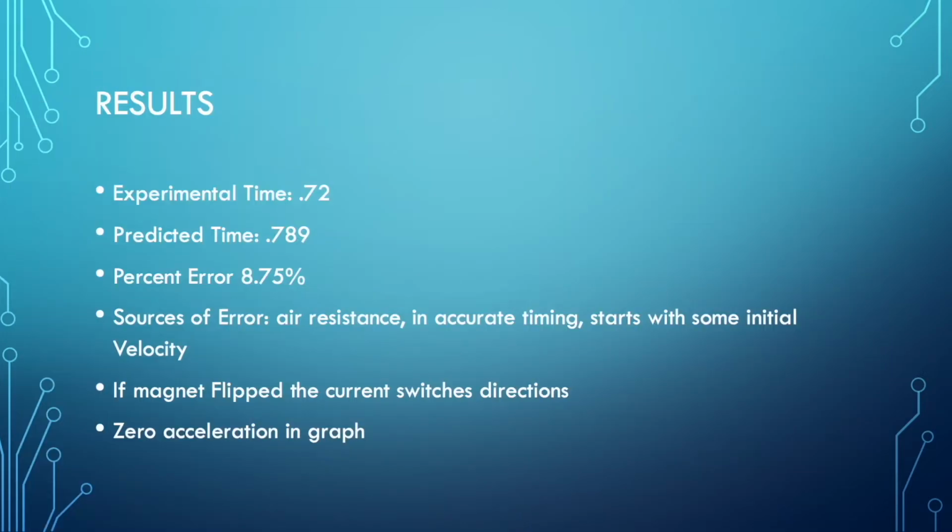From our experiment, we determined that it took on average 0.72 seconds for the magnet to fall through the tube. Our predicted model showed that it took 0.789 seconds to fall through the tube. This is around an 8% error.